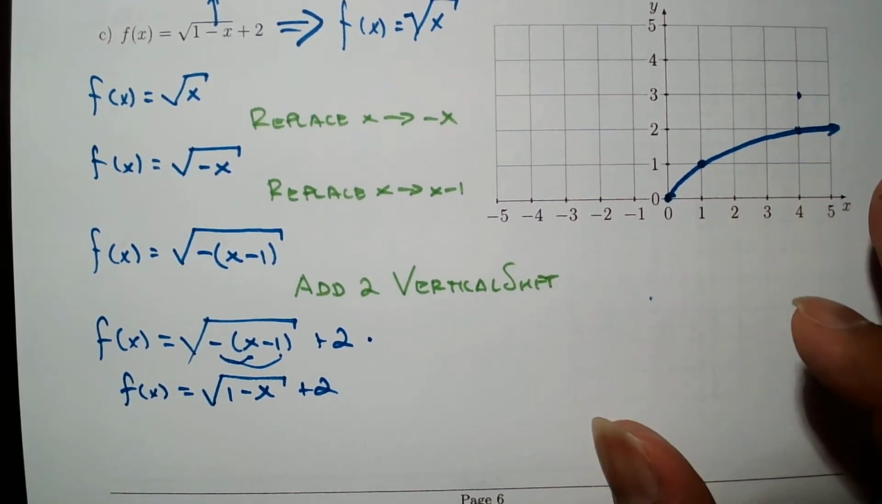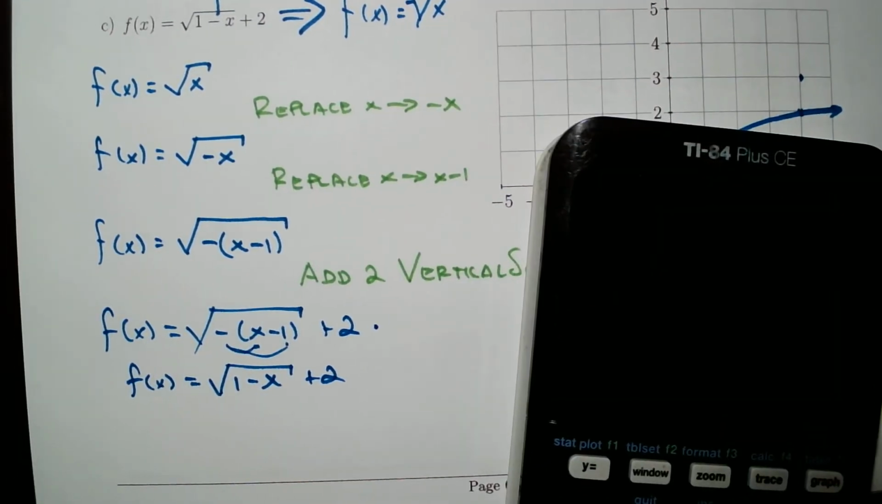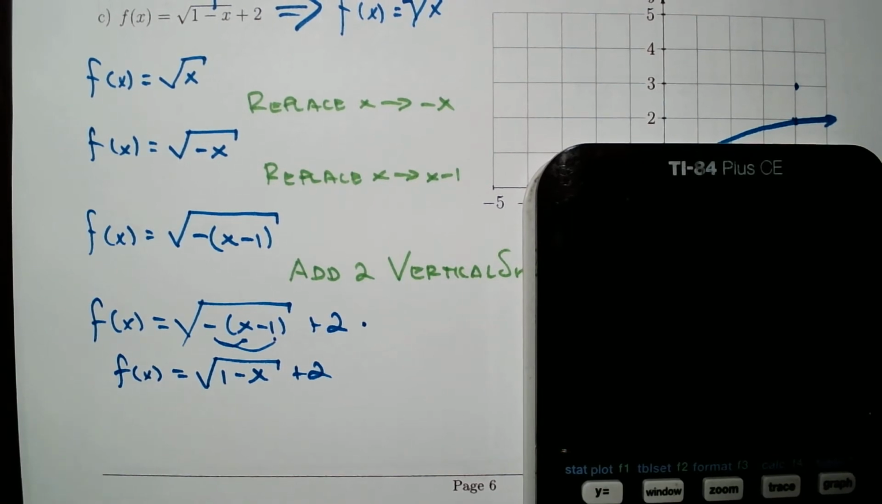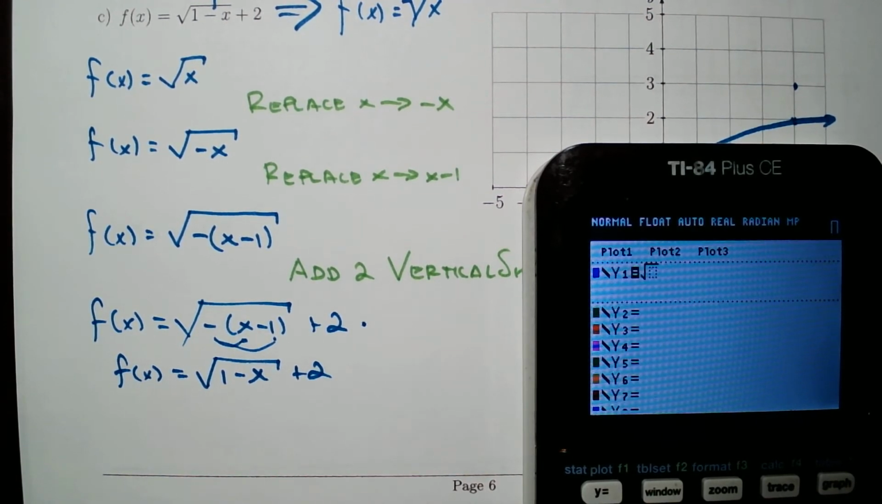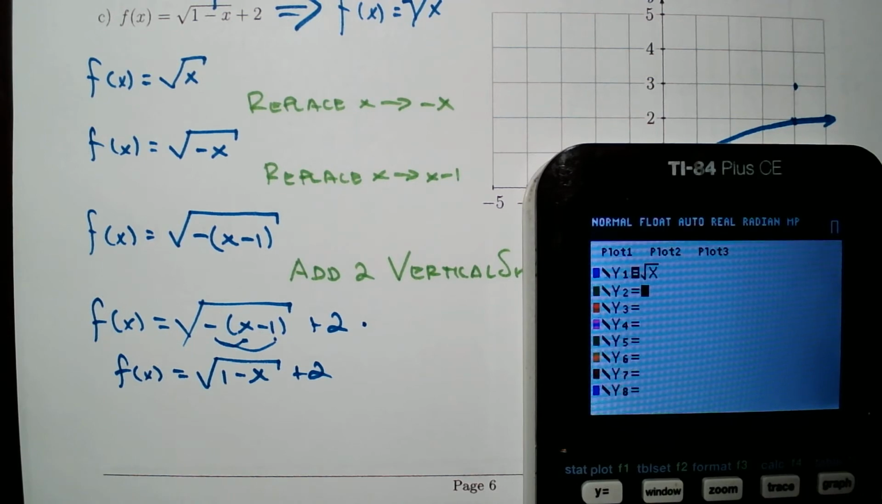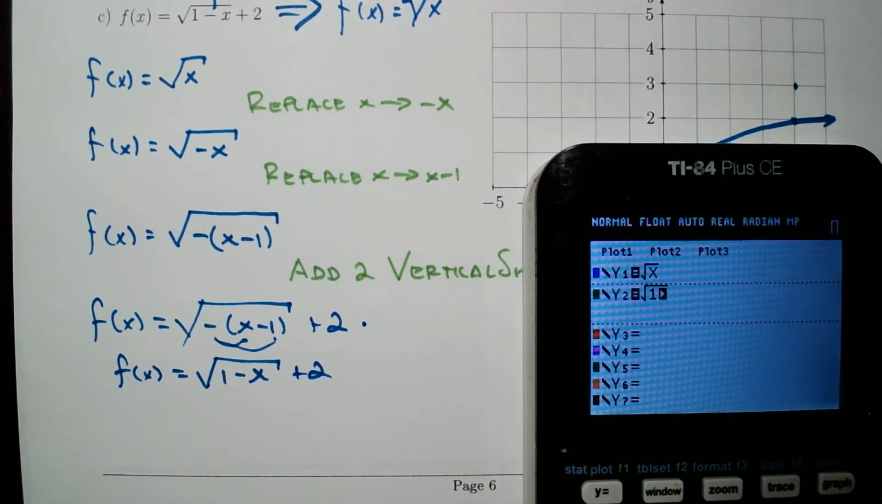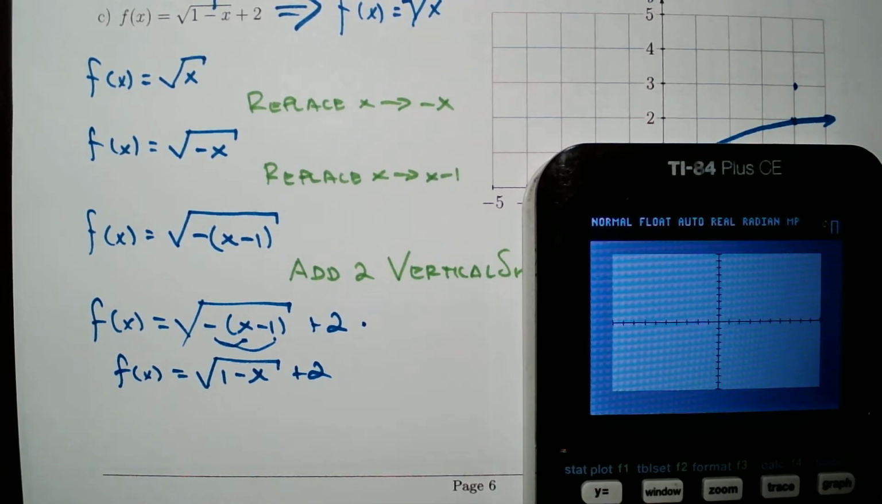So now I'm going to do the same on the graphing calculator here. I'm going to go clear, clear, and this is going to be f of x, the square root of 1 minus x, and outside a plus 2. Let's see how the graph of this looks like.